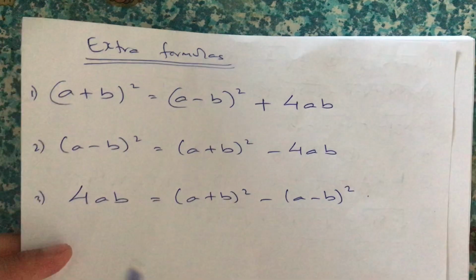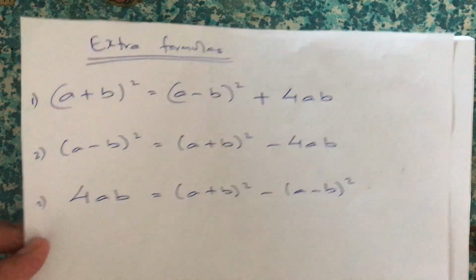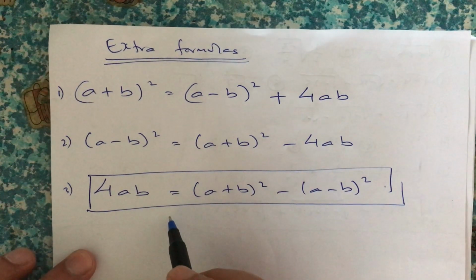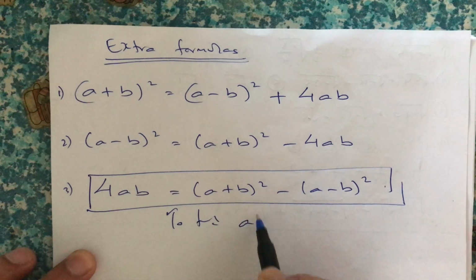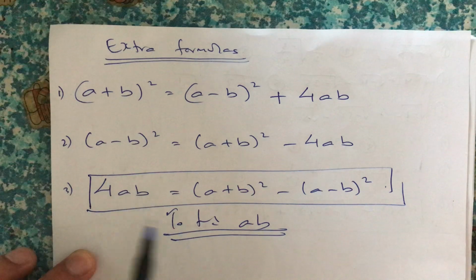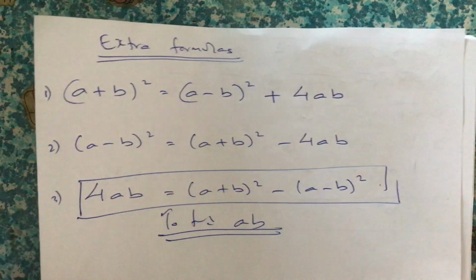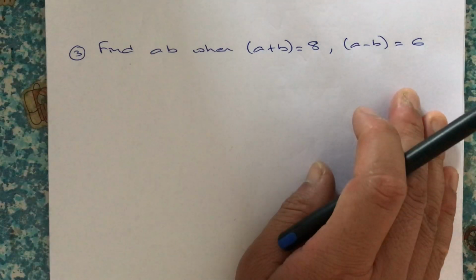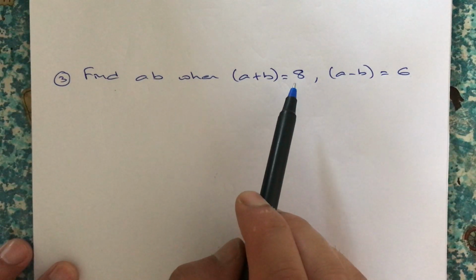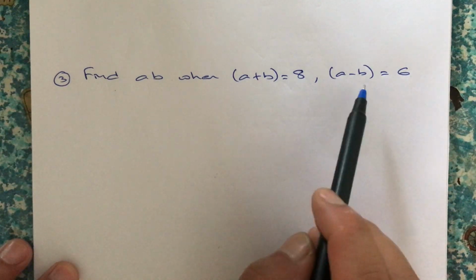Now the next one, it says this formula 4ab. Now this formula is specifically used to find ab. Though there is a 4ab, we use it to find ab. Now how do we use it to find ab? We'll show you. Let's say for example the question is this: find ab when a plus b is 8 and a minus b is 6.